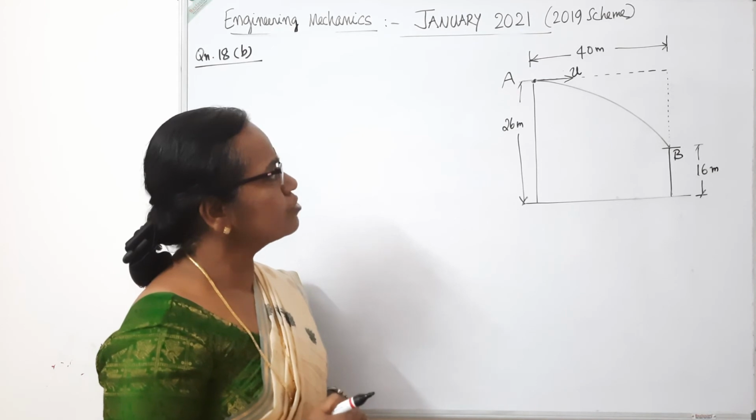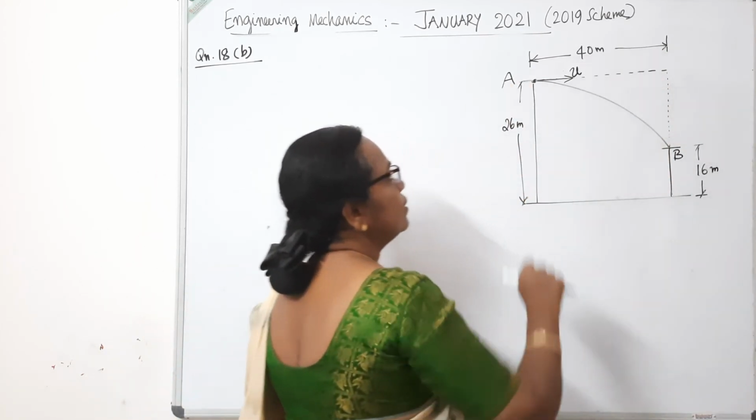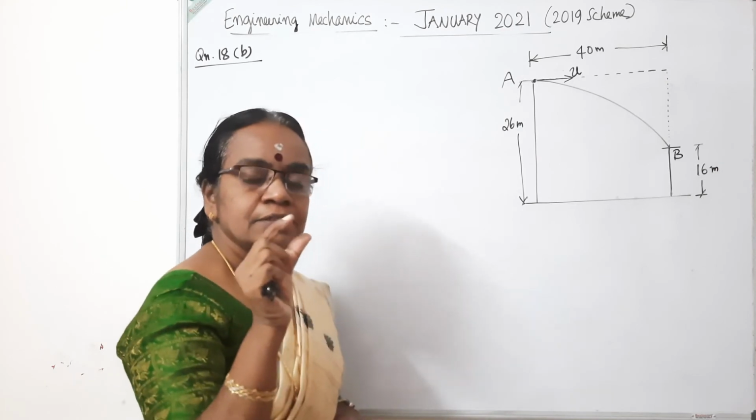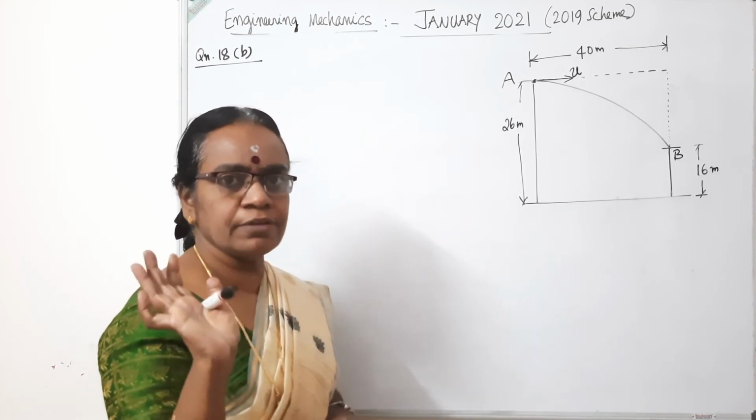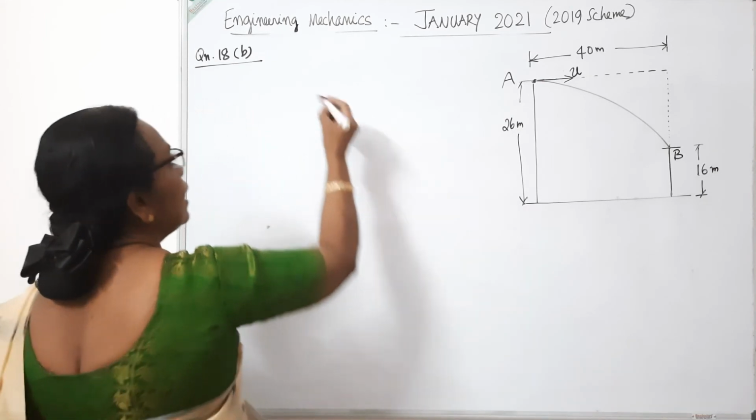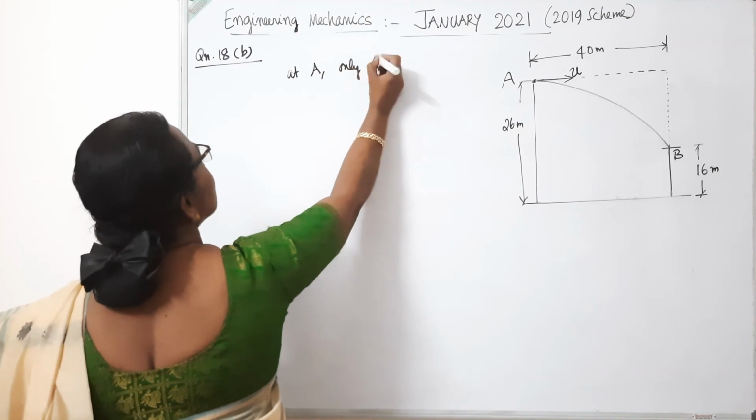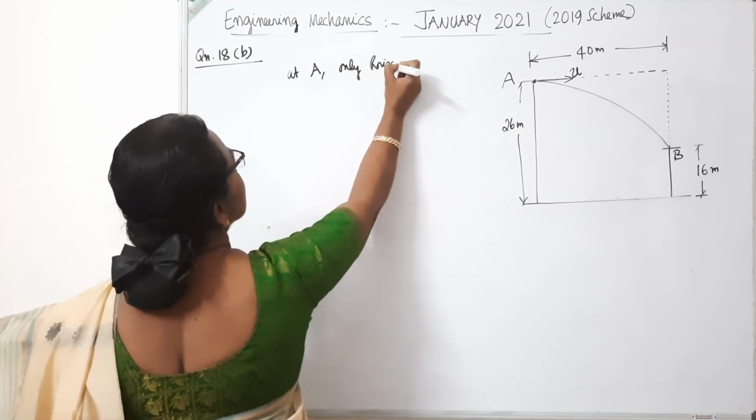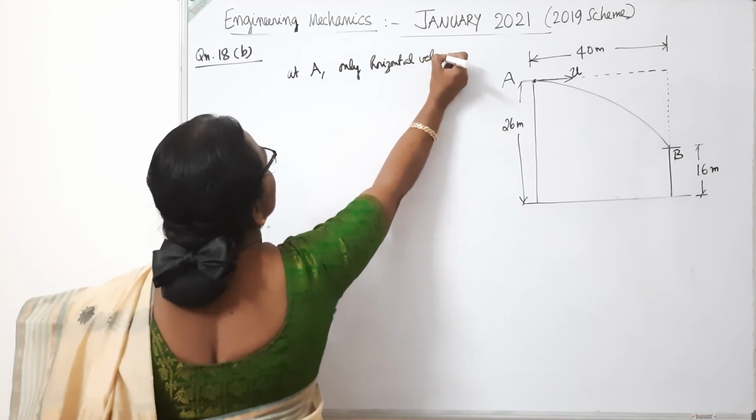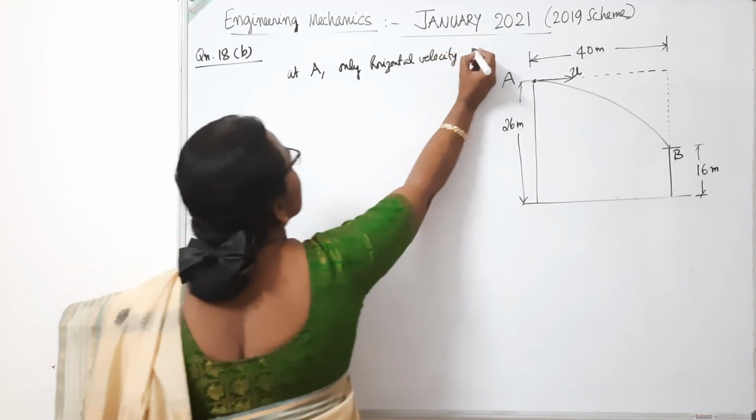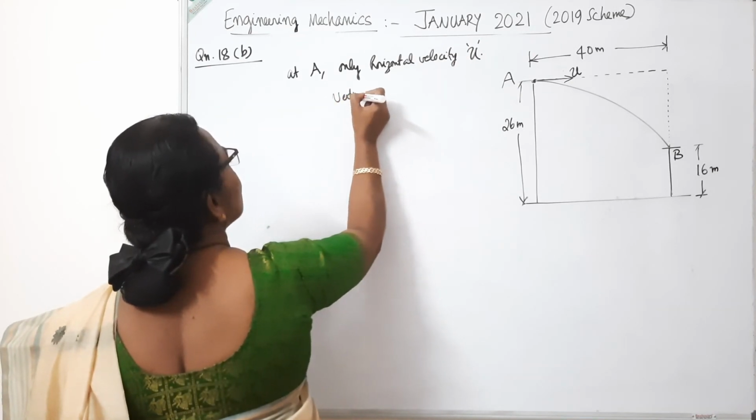See, what are the coordinates of point B? Boy is throwing horizontally. So at that point A, the body is having only horizontal velocity. The vertical velocity is 0. That is the first thing you have to remember. At A, only horizontal velocity u for the stone. Vertical velocity is 0.